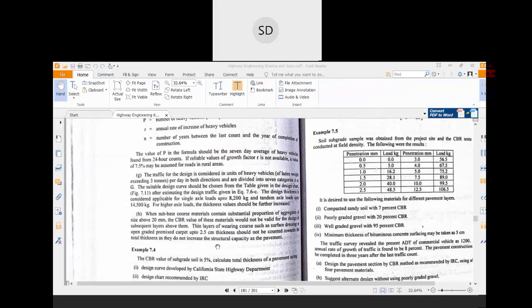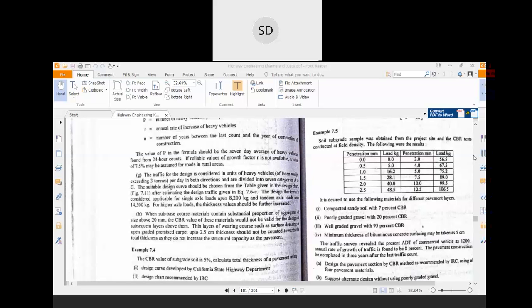In this example, we found the CBR value, and based on the CBR value, the total thickness of the pavement. Now let us consider another example where you have to find the thickness of the different layers. As you know, flexible pavements are composed of different layers. In this example, CBR test values are given.